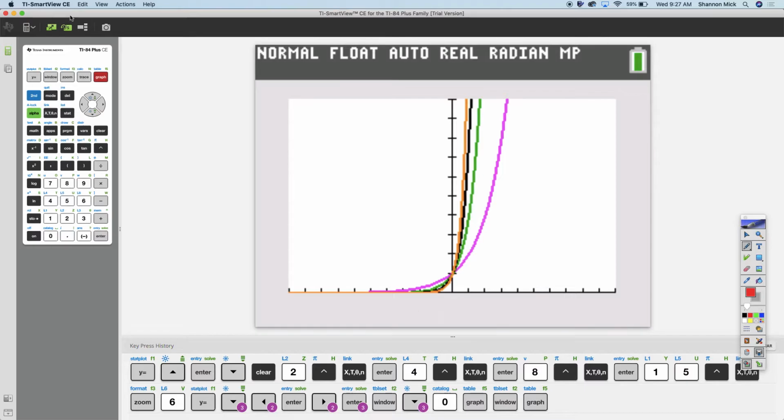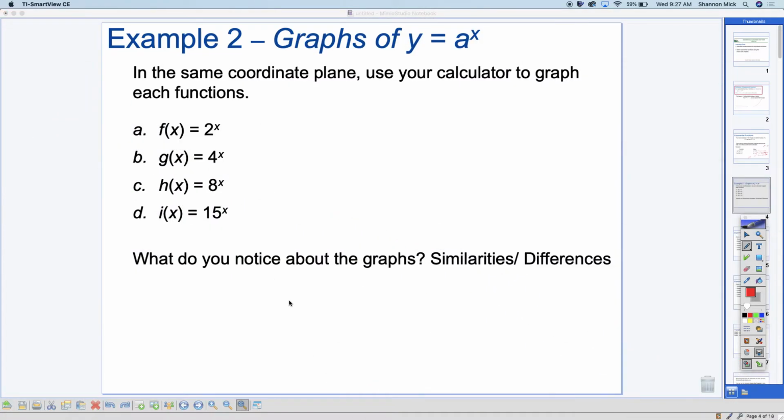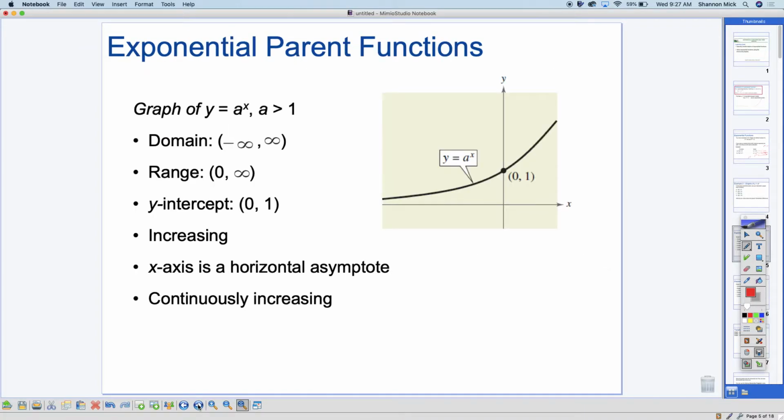So here is the parent function of an exponential function. It's zoomed in, but it just shoots up, right? If I would continue to do this, I would go up. Domain would be all real numbers, correct? I could put anything I wanted in there. The range is real numbers greater than 0, because I can't make it 0 with a negative exponent.